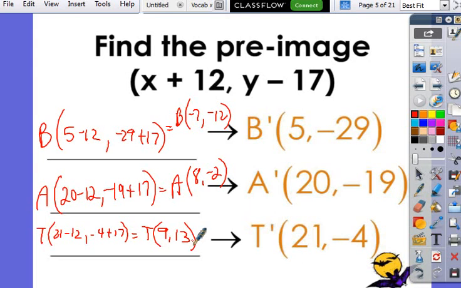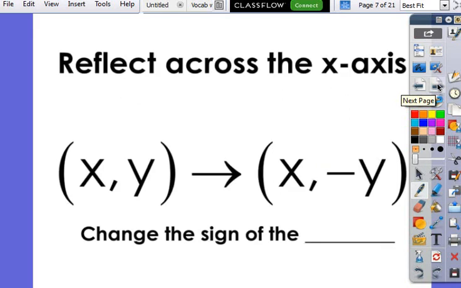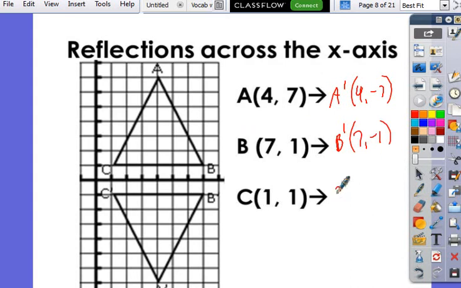All right, on the reflections, remember, if you reflect across the x-axis, what are we doing? Change the sign of the y. That's it. So here, my A prime is going to be 4, negative 7. B prime is 7, negative 1. C prime is 1, negative 1. All you got to do is change the y's. You got your reflection. Which way is it going to reflect? Either up or down, based on where it is to start with.